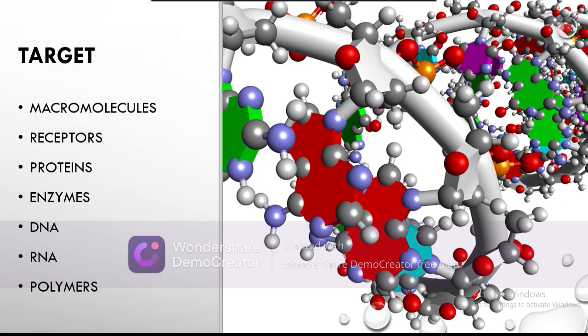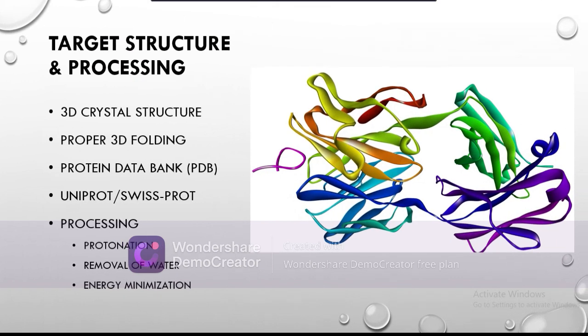The second thing is the target. Target is actually the macromolecules or large molecules, which are also called as receptors. They are proteins, maybe sometime enzymes, DNA, RNA, or polymers can also be used as a target for ligand interaction. To obtain target structure and processing, we should keep in mind that three-dimensional crystal structure and proper folding of our receptor is important, and we can obtain this structure from protein data bank.